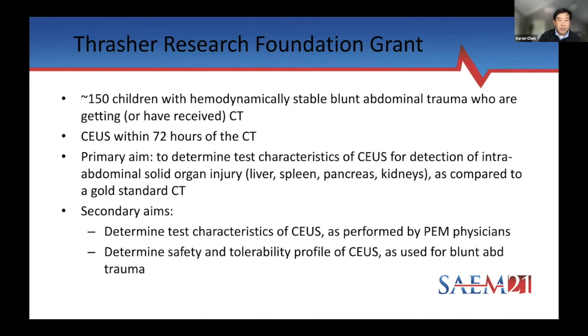Our primary aim is to determine the test characteristics of CEUS for the detection of intra-abdominal organ injury to the liver, spleen, pancreas, and kidneys as compared to the gold standard CT. One of our secondary aims is to see if we can do this as a POCUS exam by PEM physicians, and also to determine the safety and tolerability profile. I think this is actually well established, but again, the more data we have, especially in kids, the better.